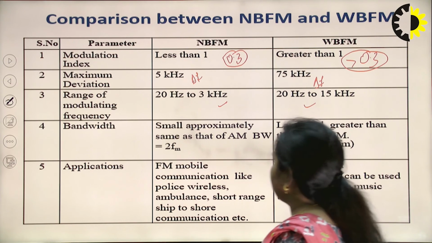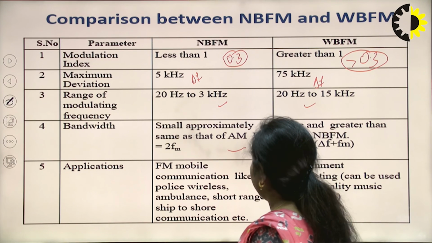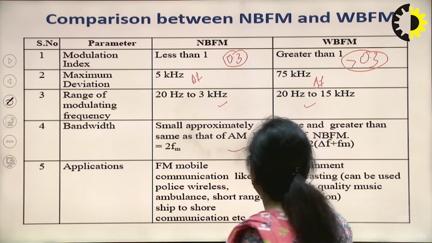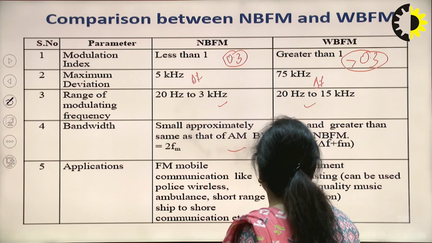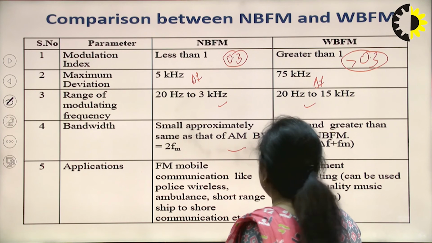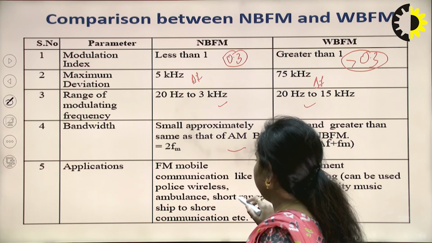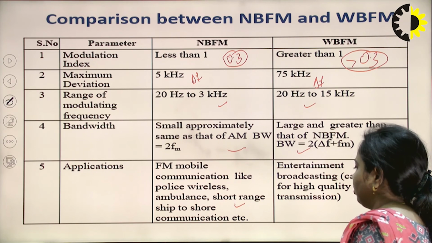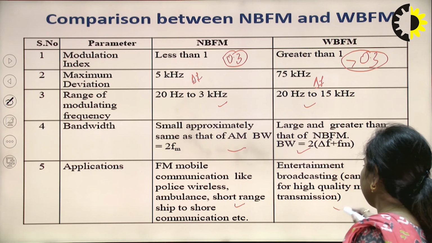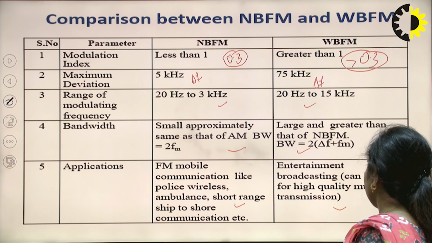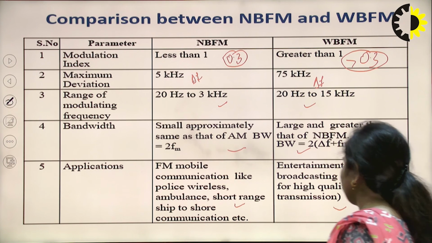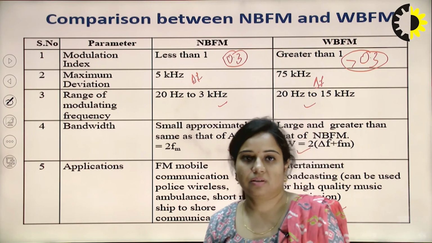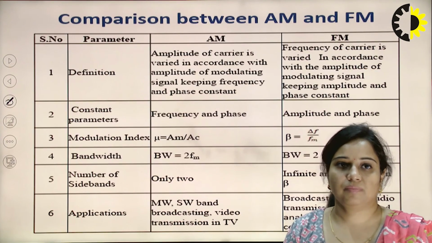The bandwidth of NBFM is approximately the same as that of AM, that is 2 fm, and for WBFM the bandwidth will be twice of (delta F plus fm). The applications of NBFM are written over here, that is short range ship to shore communication, etc. And for WBFM it will be entertainment broadcasting, and it can be used for high quality music transmission also. So that is the comparison of NBFM and WBFM.